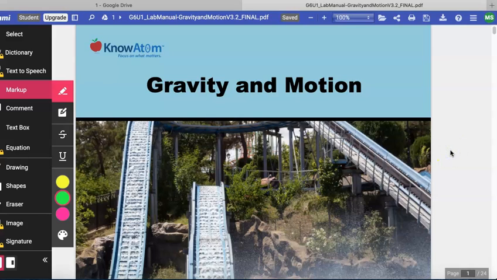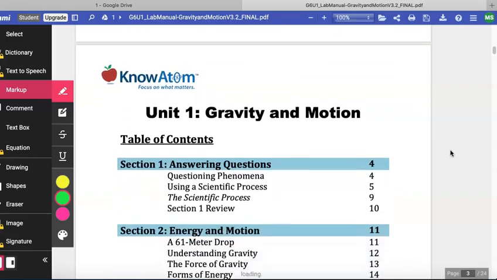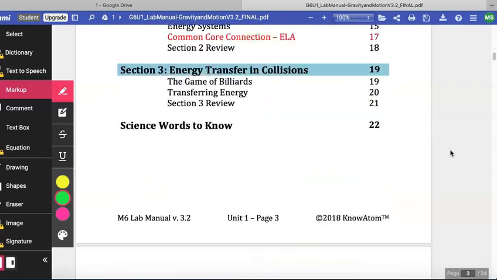Hi there. Today we are going to be reading and highlighting the first lesson of Unit 1, Gravity and Motion. Feel free to take out your lab manual or open it up on Kami. And we'll begin on page 4.